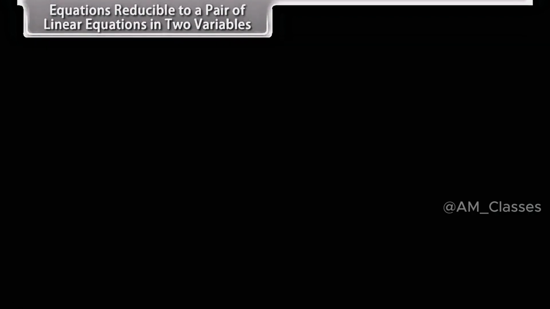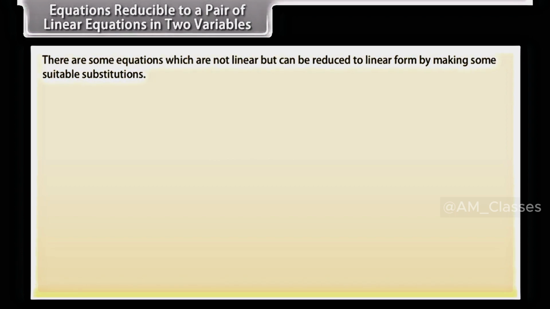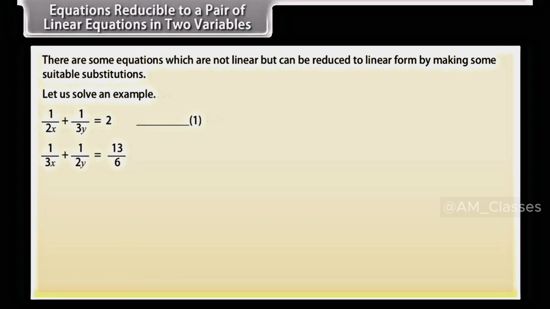Equations reducible to a pair of linear equations in two variables. There are some equations which are not linear, but can be reduced to linear form by making some suitable substitutions. Let us solve an example. Solve 1 upon 2x plus 1 upon 3y equals 2, equation 1, and 1 upon 3x plus 1 upon 2y equals 13 upon 6, equation 2.